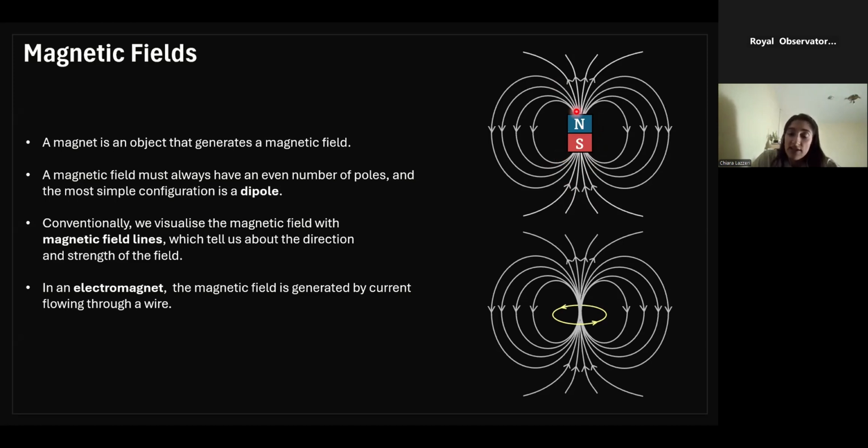But these bar magnets are not actually the only thing that can generate a magnetic field. We can also have an electromagnet, and we have an example, a very simple one here. In this electromagnet, we have a circular wire in which current is flowing. And this current flowing generates a dipolar magnetic field very similar to that of the bar magnet. And this is due to the fact that currents and magnetic fields are very closely linked, which is something that will be important later. We'll just bring it up again.